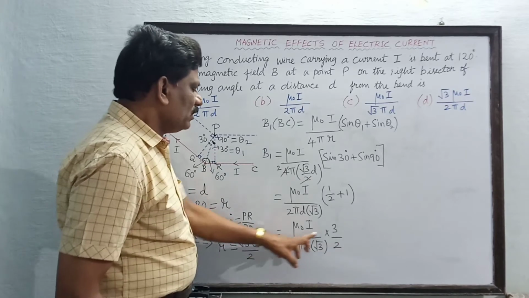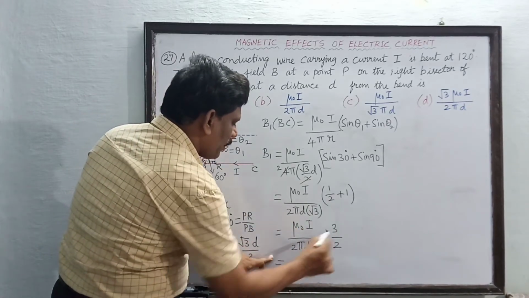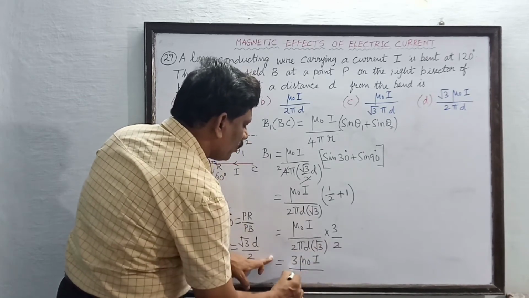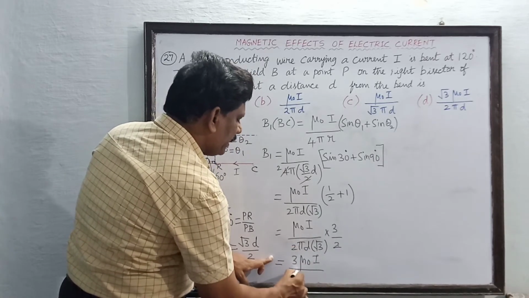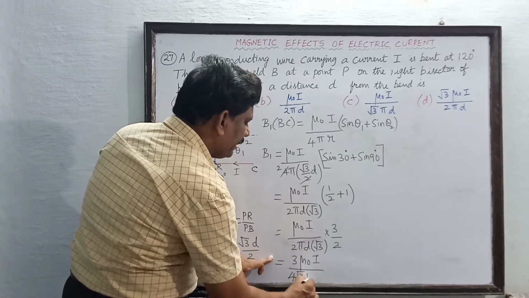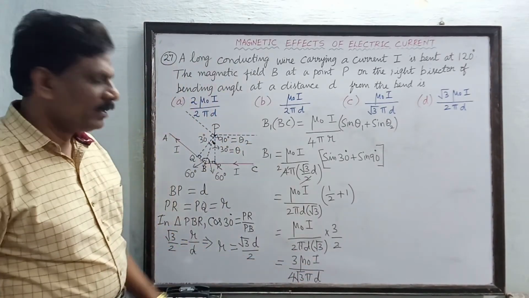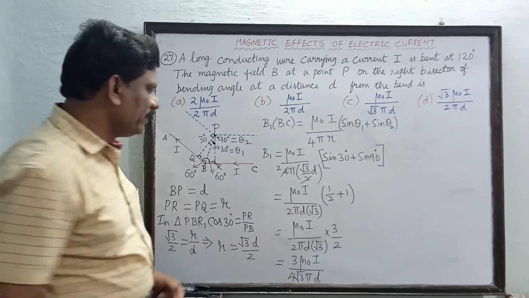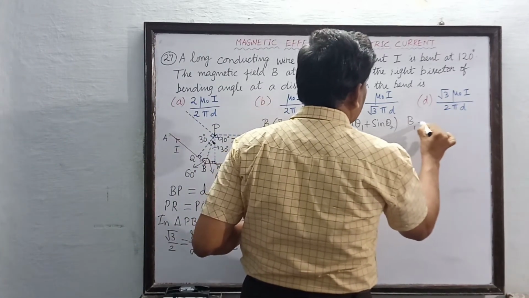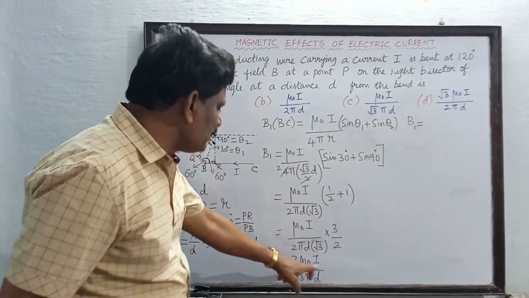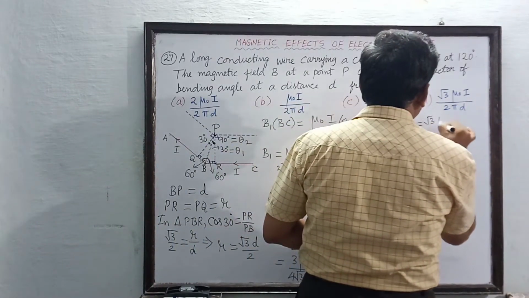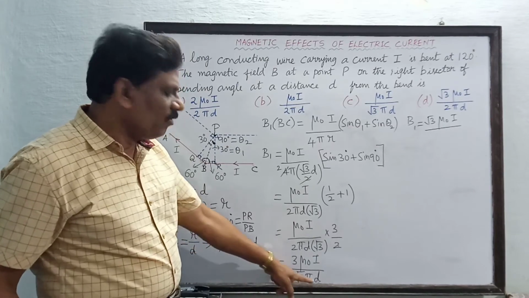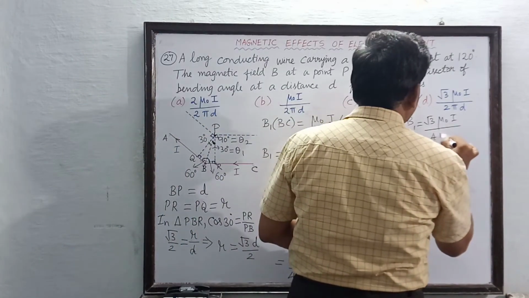So this is now 3 times mu naught I divided by 2 into 2, which is 4, 4 into root 3 into pi d. Now this 3 divided by root 3 is what again? 3 is root 3 into root 3, is it not? So I will write here B1 is now equal to root 3 times mu naught I. This root 3 gets cancelled, divided by 4 pi into d.